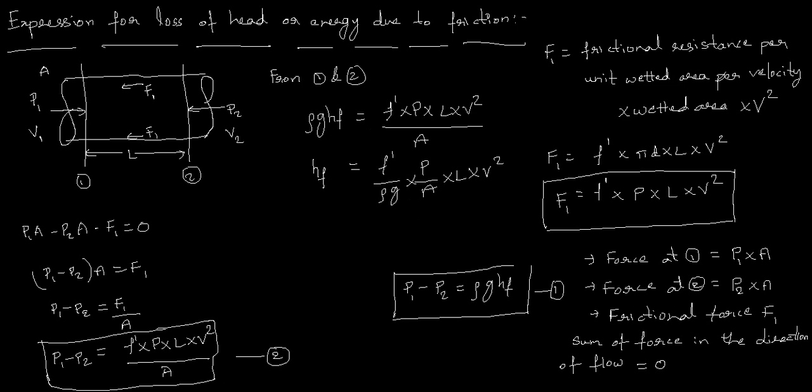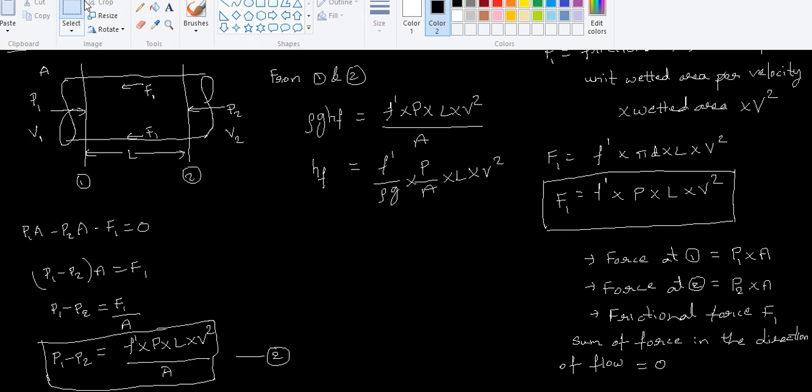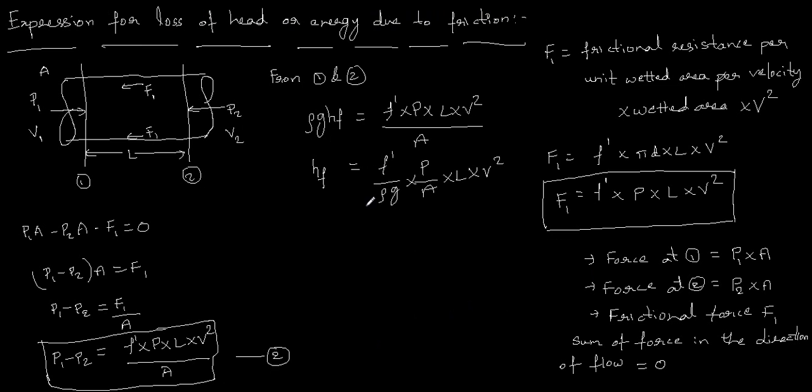Again we can modify this equation. So how can we modify it further for getting the simplified equation for the loss of head due to friction for the flow of the fluid? First I want to take perimeter by area. The perimeter formula we already know, pi d, and the area is pi d square by 4. So pi gets cancelled, and from d square one d gets cancelled. So finally we'll be getting 4 by d.